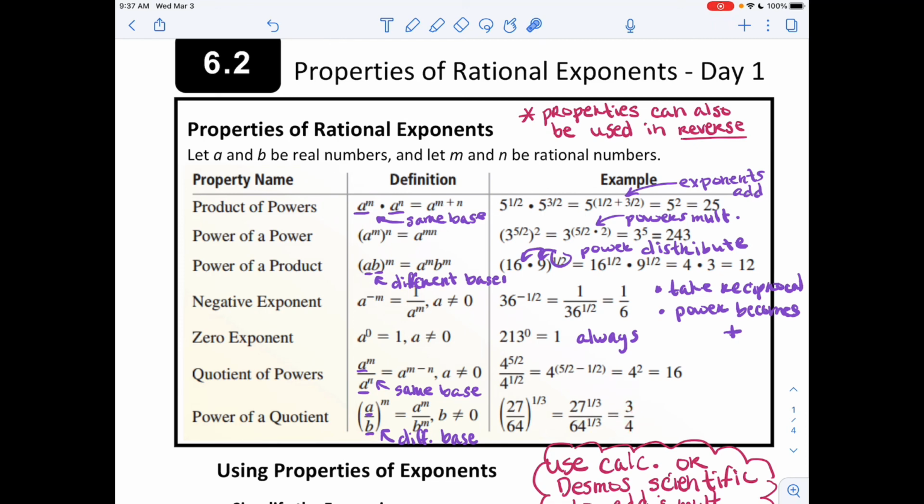So sometimes it's advantageous to break these apart and get a final answer. Occasionally, it will be advantageous to take something that looks like this and go the other direction with it. So make yourself a note that these properties can also be used in reverse.